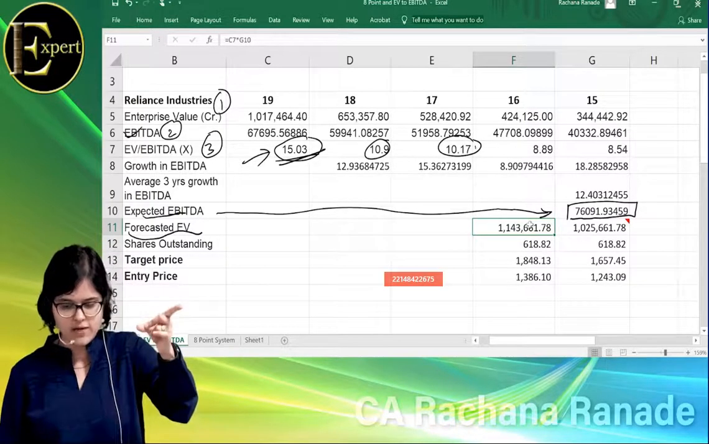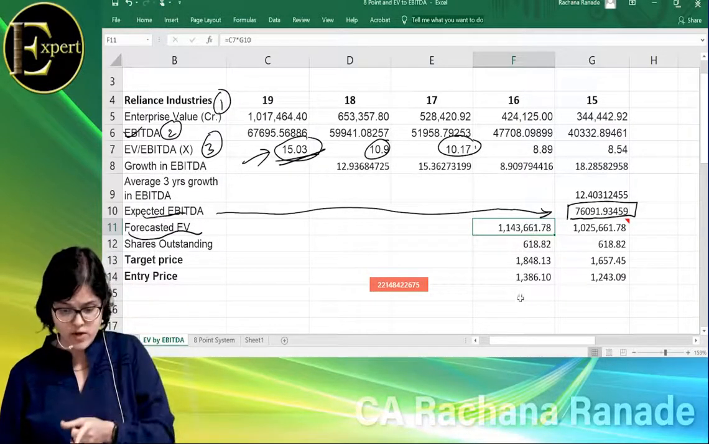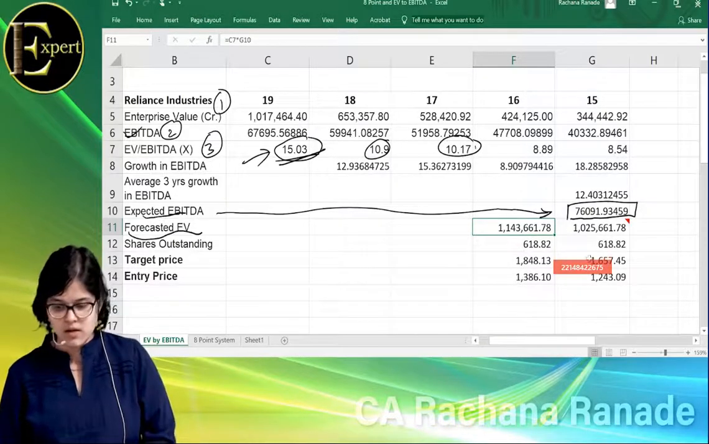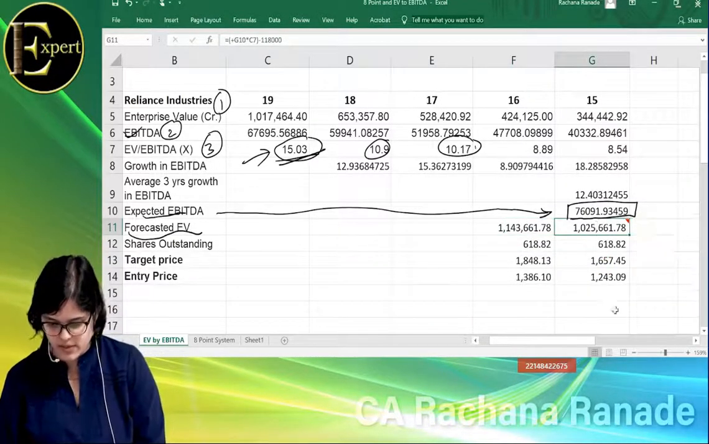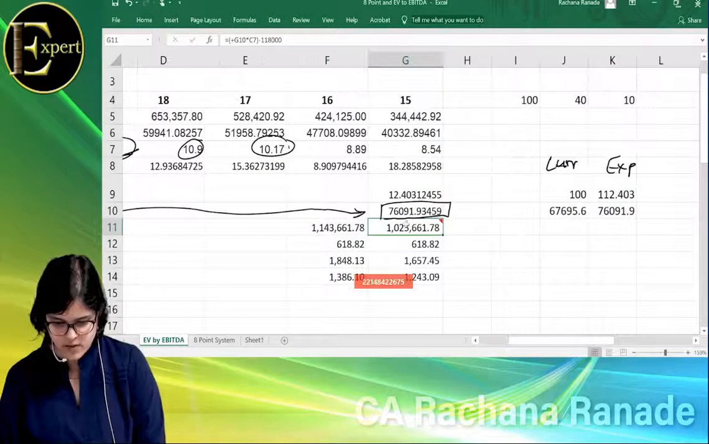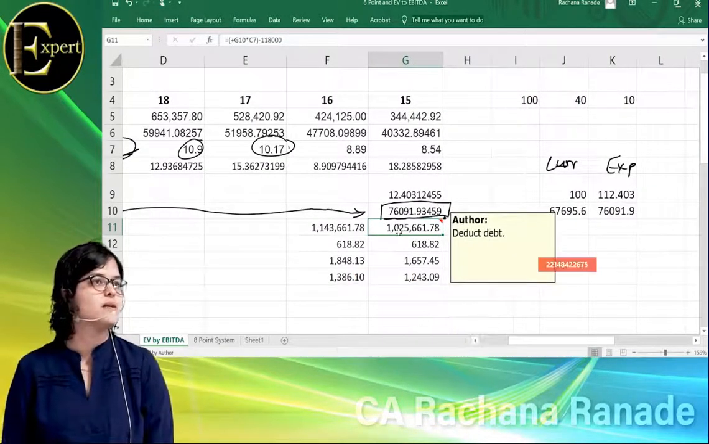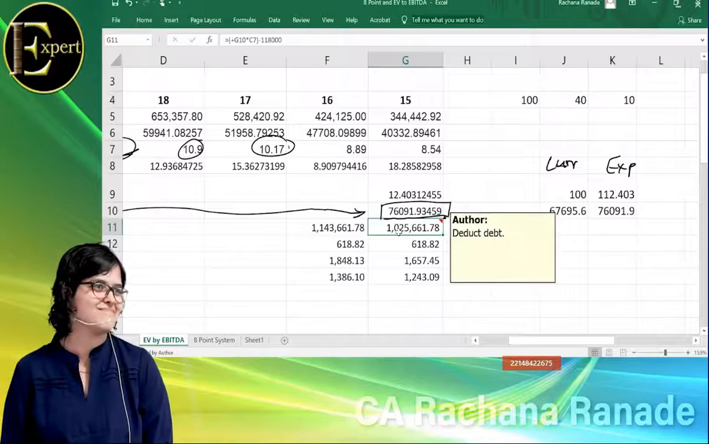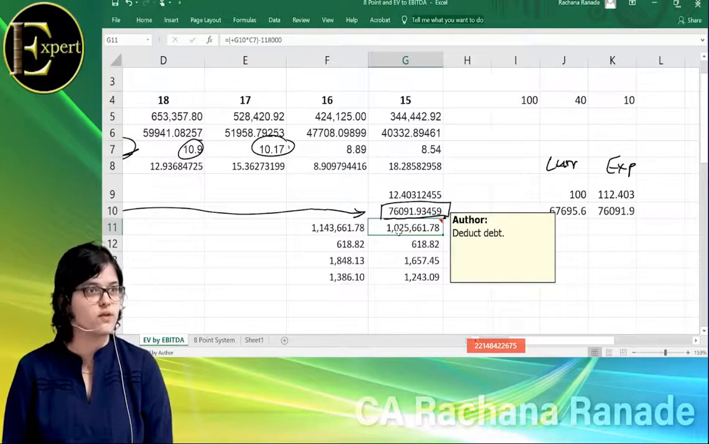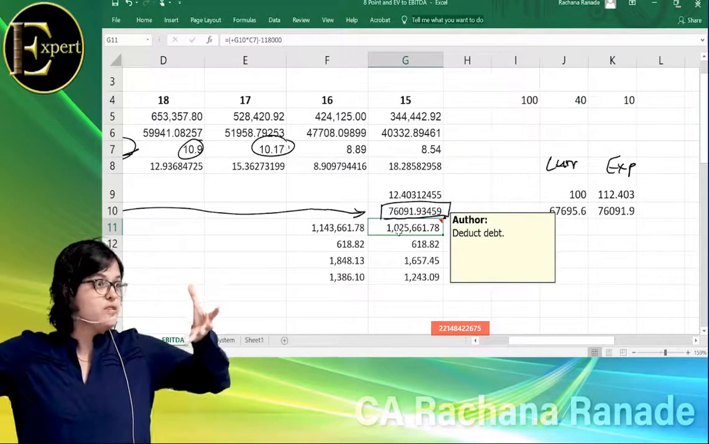So the correct view, I feel, and that is why I had not done this calculation earlier. Now what is the correct way? See, that's what I've written here. Can you see this? Deduct debt. And that this is more logical is what I feel. Because enterprise value is what?